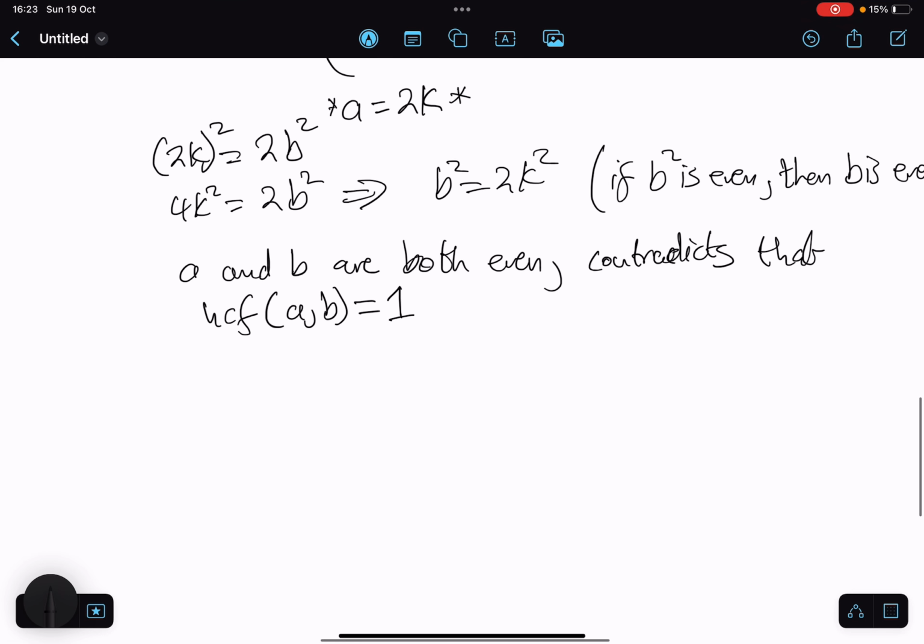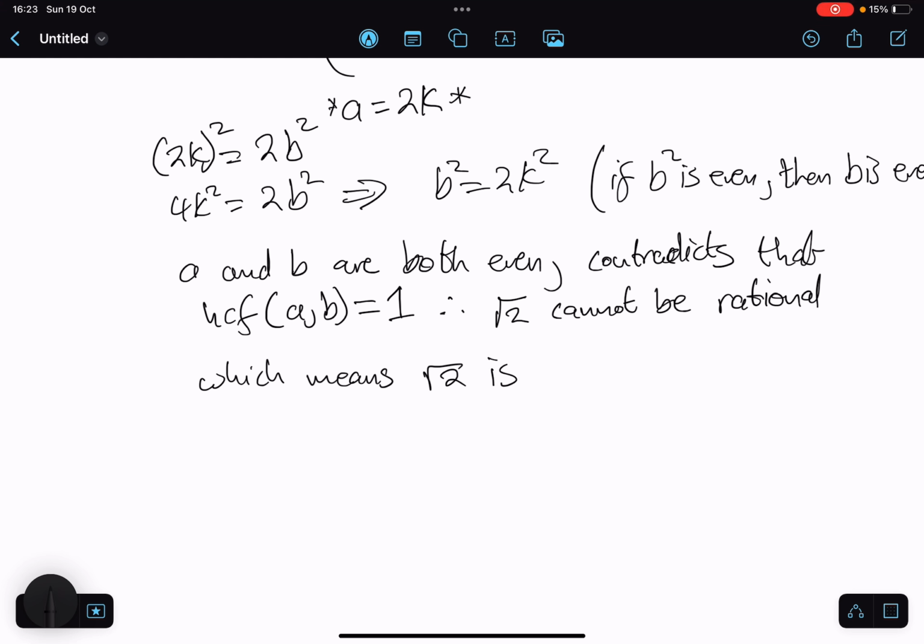So therefore, root 2 cannot be rational, which means root 2 is irrational.